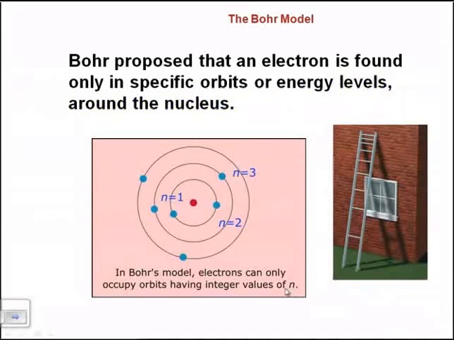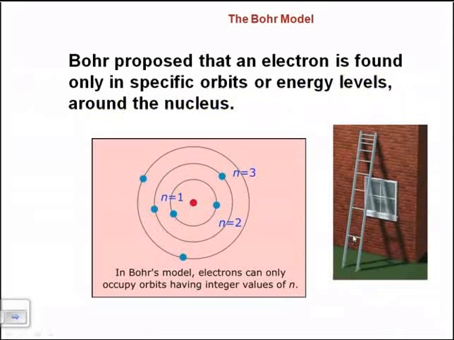Okay, so if we remember back to Niels Bohr, what he said about the atom was that there is a nucleus in the core, and then there are energy levels where the electrons travel. Energy level 1, energy level 2, energy level 3, and that electrons can be located in one of those specific energy levels but nowhere else.